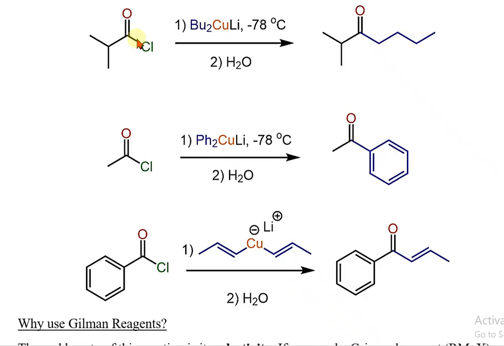So for example, here we have an acid chloride. This is the acid chloride. It will react with the Gilman reagent. This is the butyl. It will be substituted here, and the chlorine will be removed. It will give you this product. This also is an acid chloride, it will react with this diphenyl Cu lithium, and for this example the phenyl will be substituted here. Here we have carbon. It will be substituted instead of the chlorine. The chlorine will be removed, and this will be added here to give you this product.